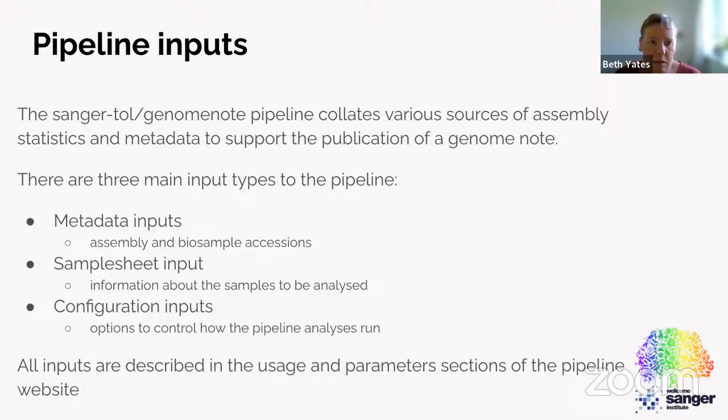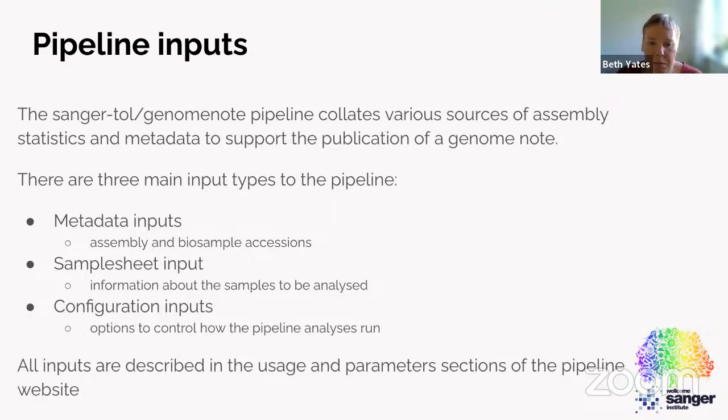So for the Genome-Notes pipeline itself, there are three main input types. Firstly, there are metadata inputs. These are things like the assembly and biosample accessions, which we then use to go away and query the different data sources to fetch information about the assembly and the biosamples.